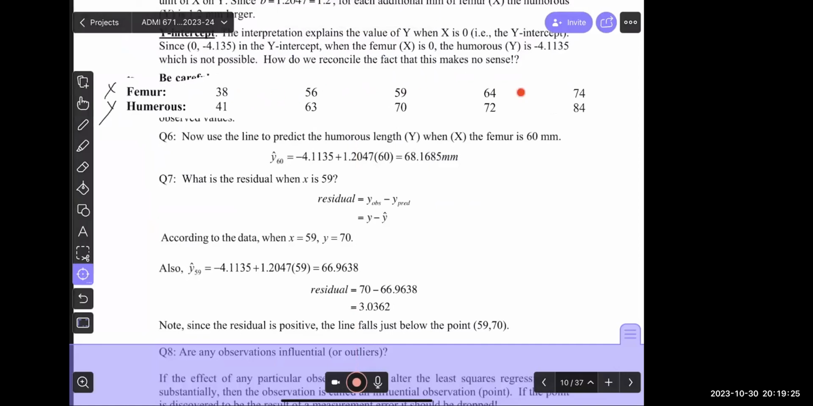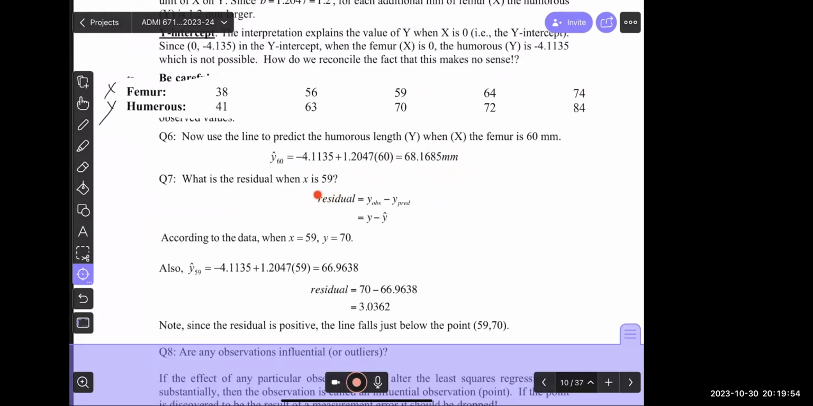So there's no 60 here, but we can use the line to make a prediction. Got it? So this was the line. I put in 60, 60 times 1.2, just like a formula, plus negative 4.1135, which is 68.165.